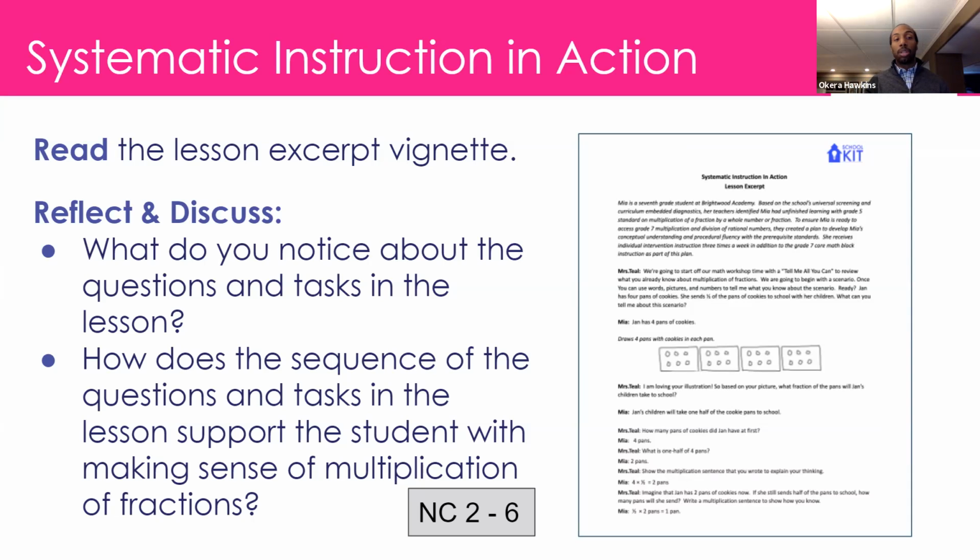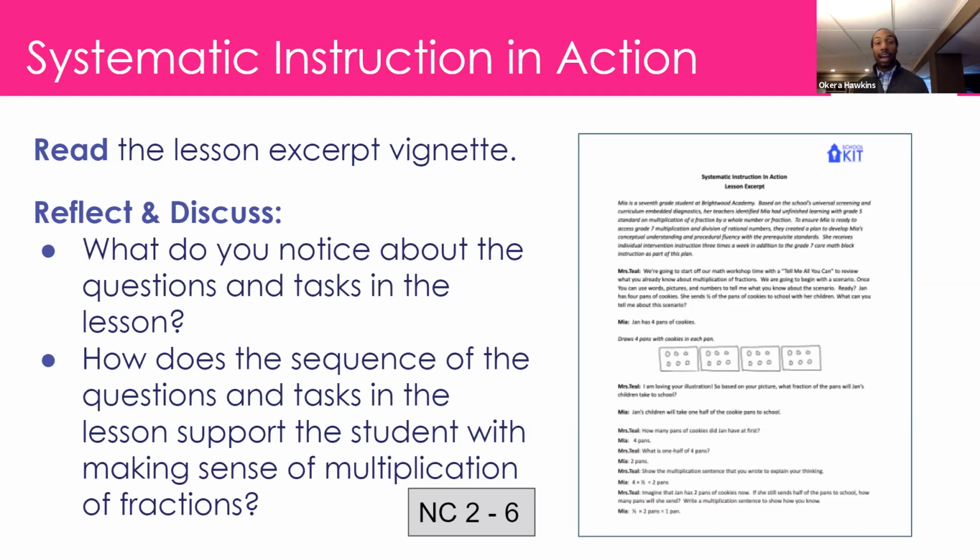What do you notice about the questions and tasks in the lesson? And second, how does the sequence of the questions and tasks in the lesson support the student with making sense of multiplication of fractions? Just to give some framing, this lesson vignette that we're going to read is a teacher giving one-on-one, individualized intensive support to a student. We're going to see that work laid out on pages 2 through 6.